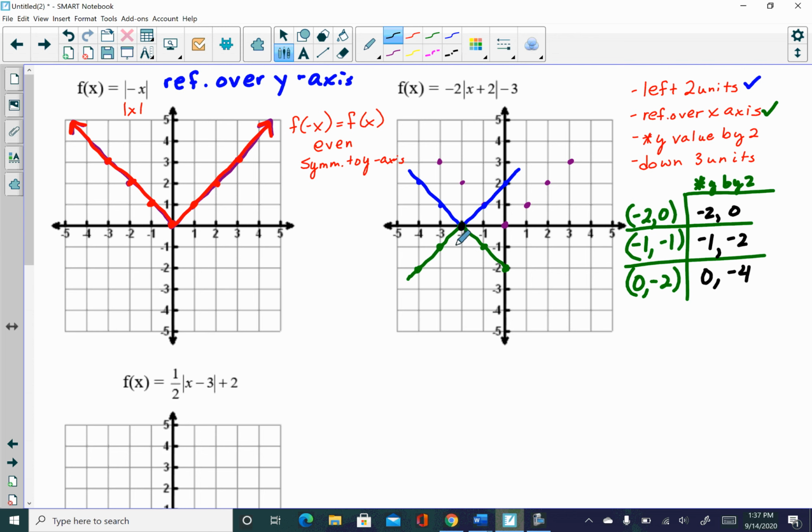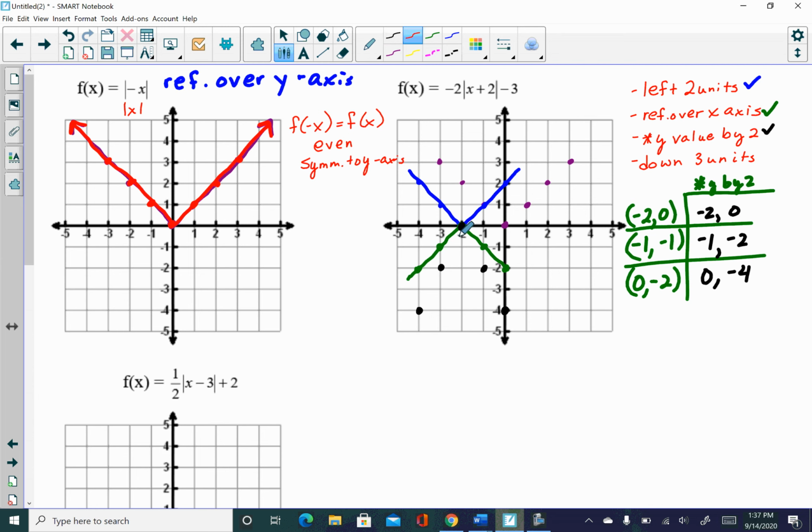So now if we plot these new points, I still have the same vertex, but now I have (-1, -2) and (0, -4). Then think about this one: it's going to be here, because it's got to be a perfect V-shape, right? All right, so that's there. Those are those points. Now from there, take all of these points here, and I'm going to shift each of those down 3 units. So this was there.